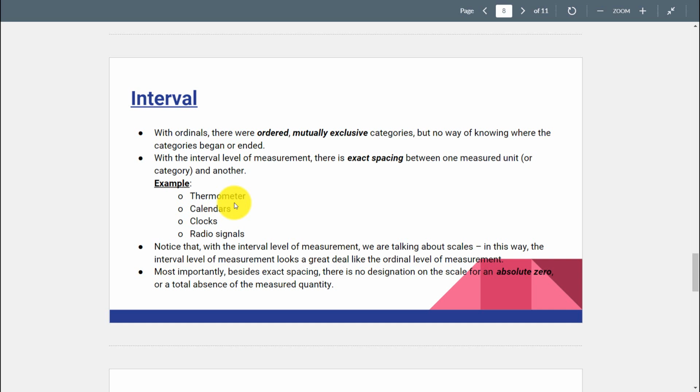So they're equally spaced, they're in equal units. And then the other thing, and this is the biggest part, is the interval level of measurement has no absolute zero. There's no absolute zero. So zero is just another measurement in an interval, and that's the key to that.